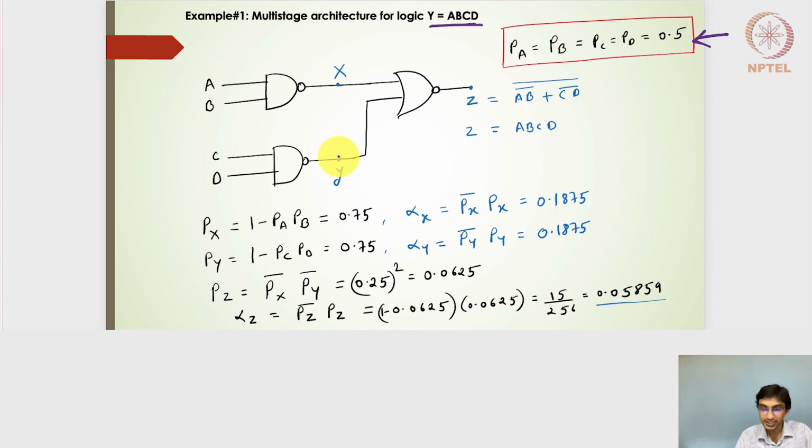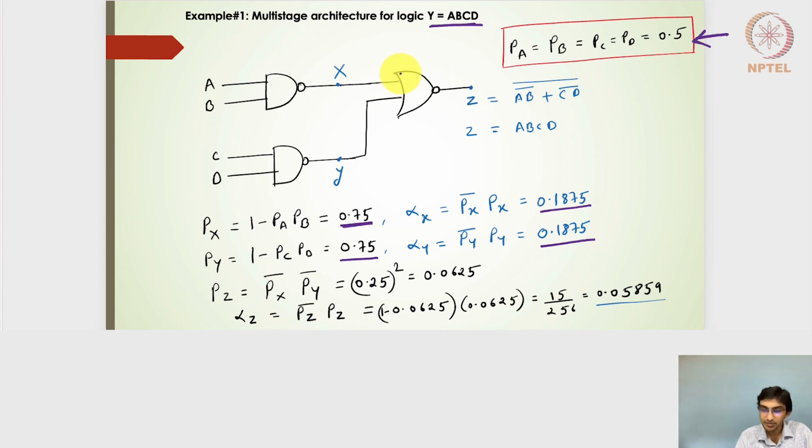So let's proceed and try to evaluate the probabilities at these nodes X, Y, and Z. Right, so Px, the probability at the output of the 2-input NAND gate, is nothing but 1 minus PA and PB. So PA and PB are 0.5, so the multiplication of PA and PB will be 0.25, and 1 minus 0.25 will be 0.75. Alpha x will be nothing but px bar multiplied by px, so it will be 0.1875. Py will also be the same because C and D also have the similar probability. So I'll have 1 minus PCPD, that is 0.75.